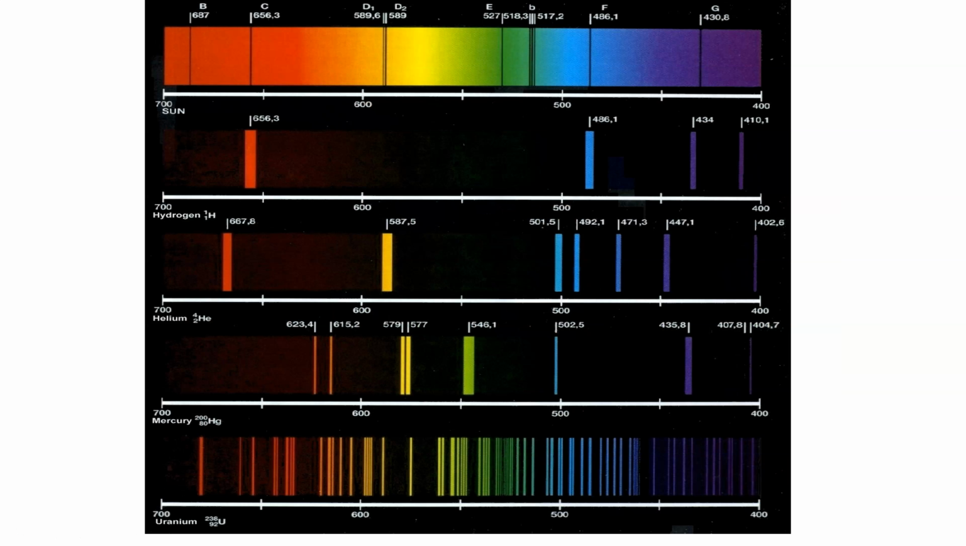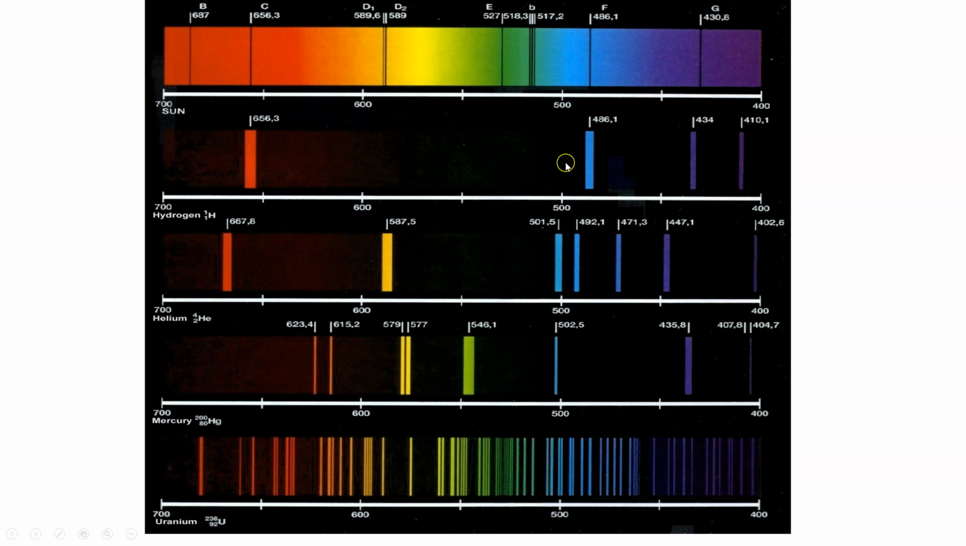Here's the different spectrums again. You can see this is a continuous spectrum. You can see this is for specific elements. This is sunlight, by the way, the top one. Hydrogen, specific pattern. Helium, specific pattern. Mercury, uranium. They all have specific patterns. And the more electrons they have, the more interesting the pattern.